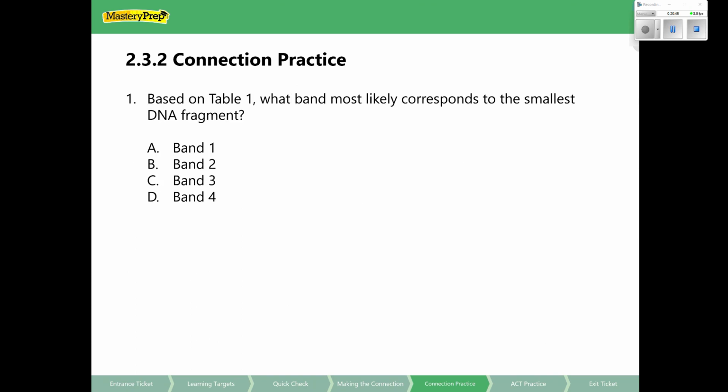Look it up on your computer. Wait. Let's look at this next one here. Say something you want to look at. Oh yeah, we're on the next question. That would be smallest DNA. Wait, smaller? Yeah.